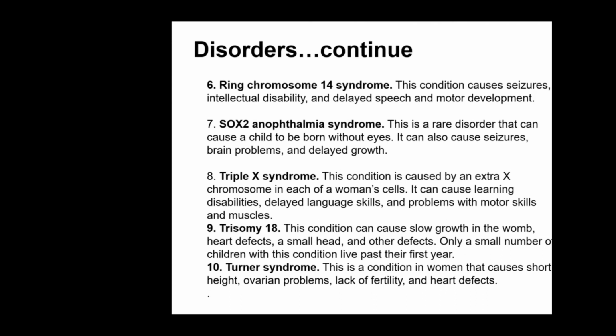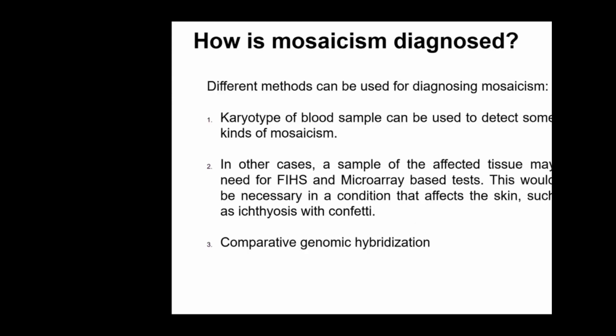We have a tenth disease caused by mosaicism, Turner syndrome, in which the woman has a condition that results in short height, ovarian problems, lack of fertility, and heart defects.